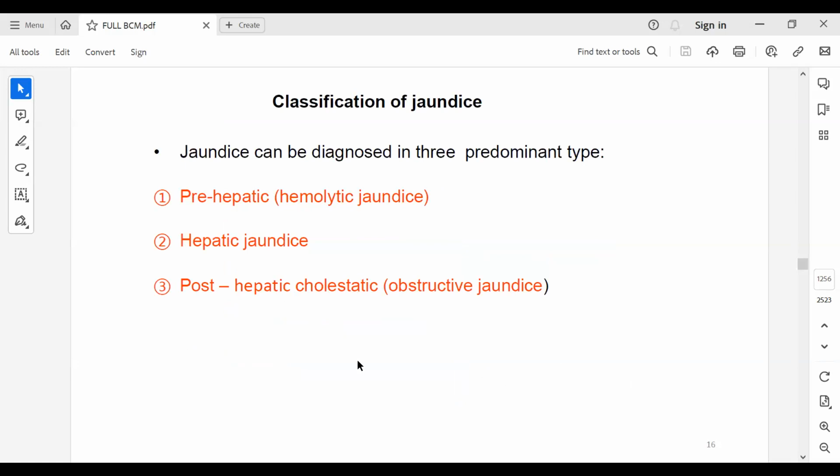So jaundice can be of 3 types, that is prehepatic, that is hemolytic jaundice. You can have hepatic jaundice or post-hepatic cholestatic jaundice, which is obstructive jaundice. If you are looking at prehepatic jaundice, which is also called hemolytic jaundice, it means there's a lot of breakdown of the red blood cells, and there are so many conditions in which you'll have more breakdown of the hemoglobin, and that is hemolytic jaundice.